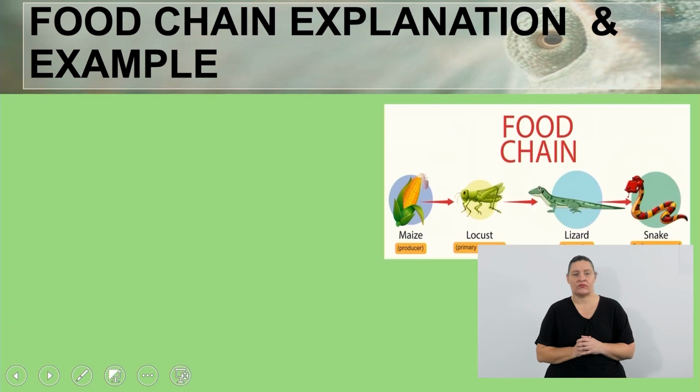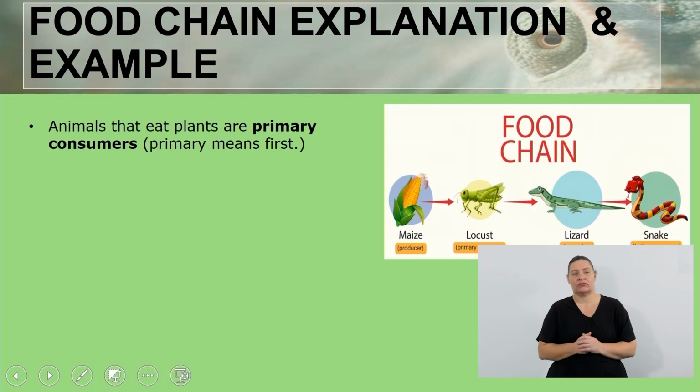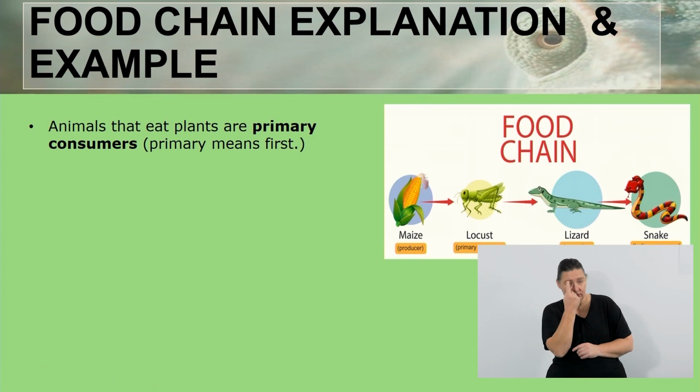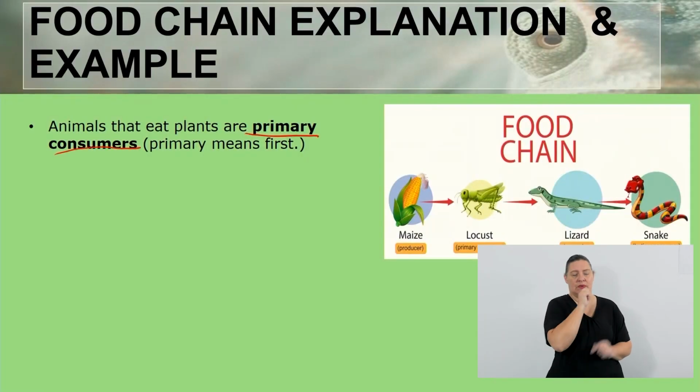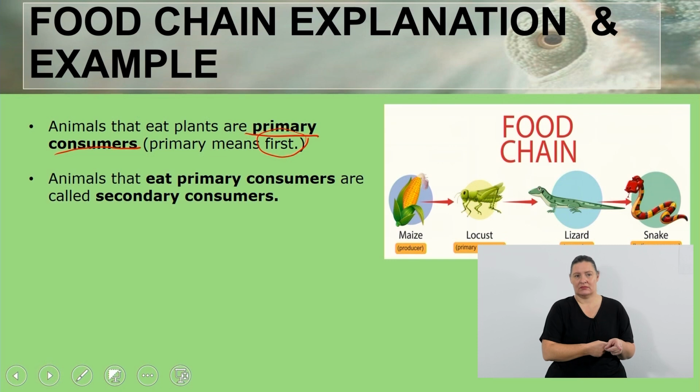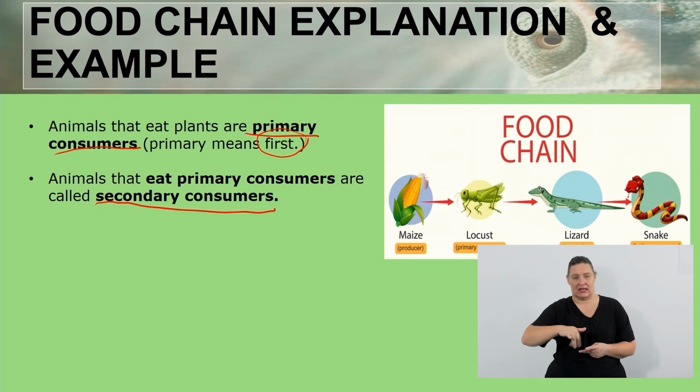Right. So moving on to our next slide, we need to also understand that animals that eat plants are called primary consumers because they are the first to consume anything. So we refer to them as primary consumers. Primary means first. Then animals that eat primary consumers are referred to as secondary consumers.